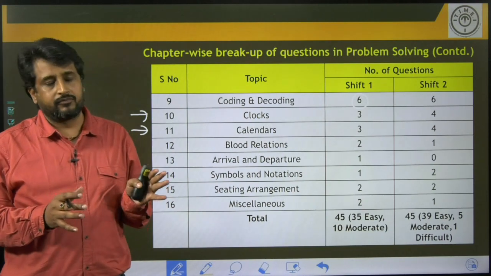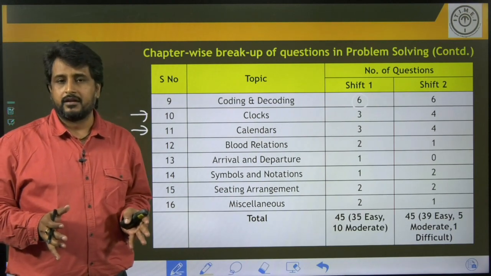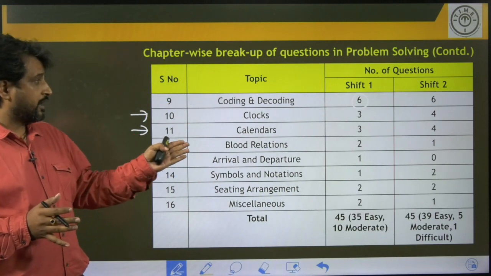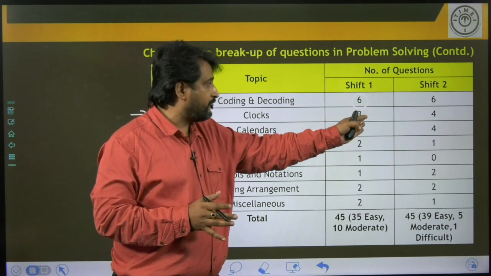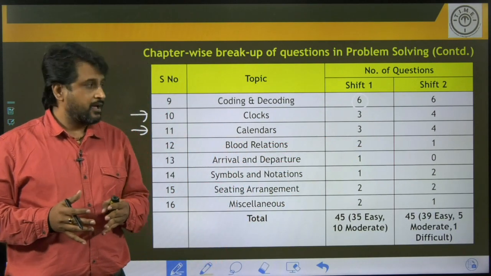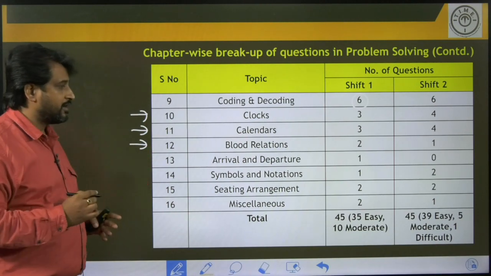Every year they used to give questions from clocks and calendars, but they used to give 1 or 2 questions only. But this year they gave from clocks 3, calendars 4. In each slot, clocks 3 or 4 and calendars 3 or 4 questions are given. Much weightage is given. And blood relations questions are given, very easy questions.